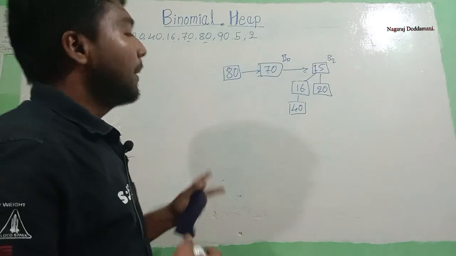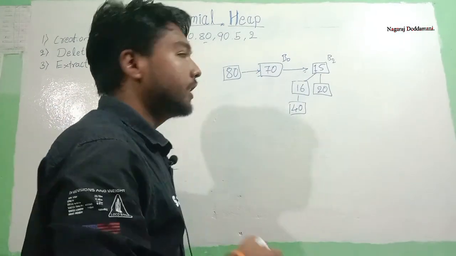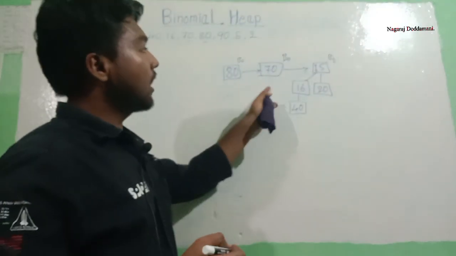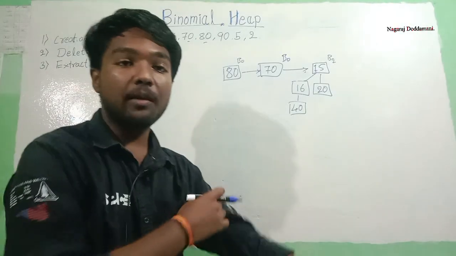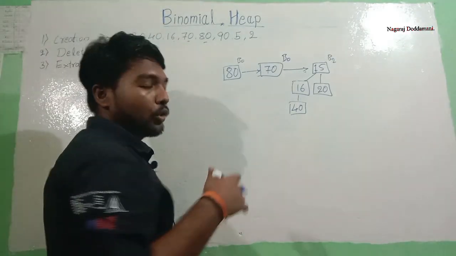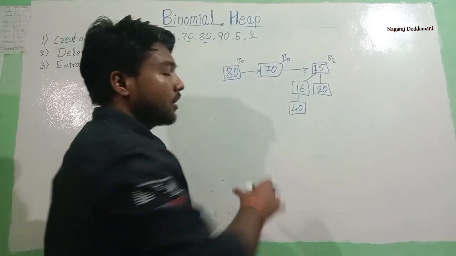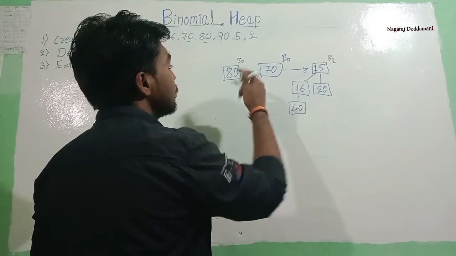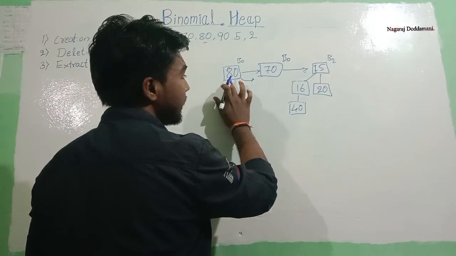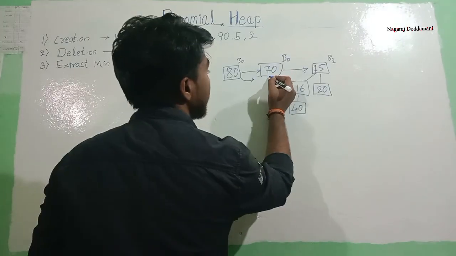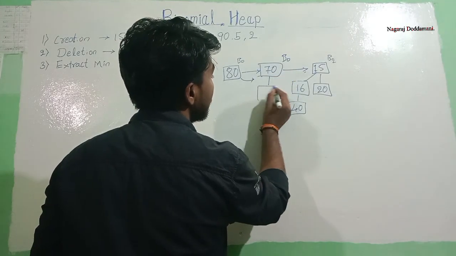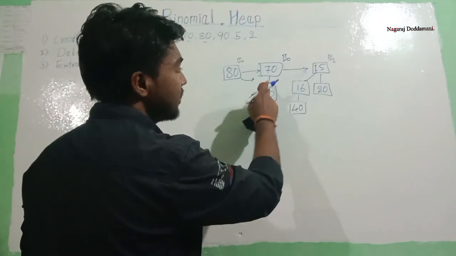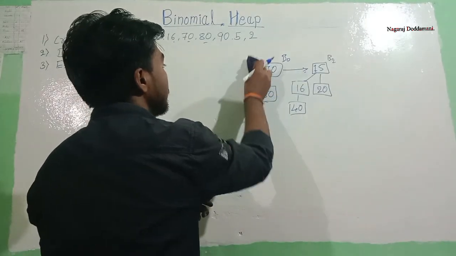Okay, so after insertion, we need to calculate the order. Here these two have the same order, so the next step is merging them. To merge, we need to check which parent node has the minimum. In this case 70 is the minimum, so we need to make 80 its child. We create a node and insert 80 here. So this 80 becomes its child now, and we can erase this one.